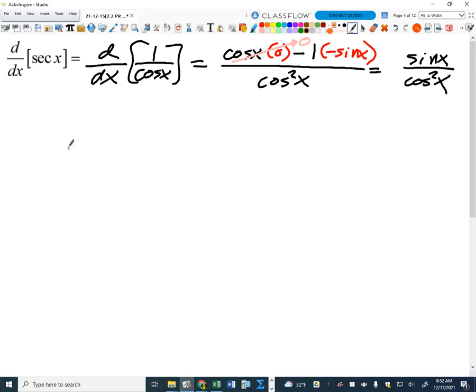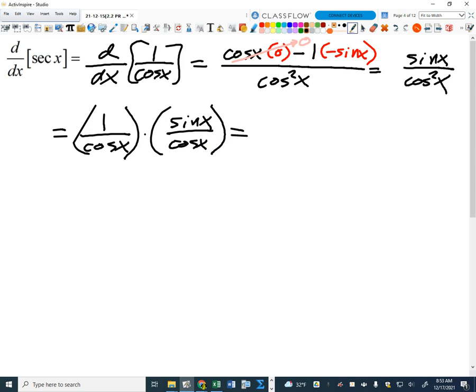So what we could do with that is break that up into a product of two different ratios, two different fractions. I could call that 1 over cosine x times sine x over cosine x. And 1 over cosine x, well, that's just secant x. And sine x over cosine x is just tangent x. And so we come up with another new rule. The derivative with respect to x of secant x is equal to secant x tangent x.